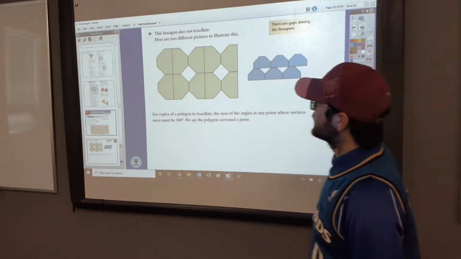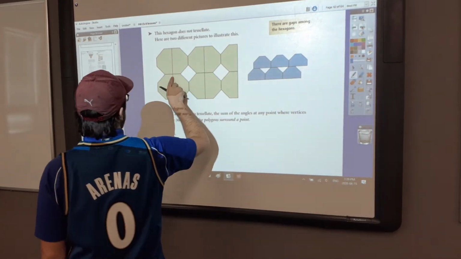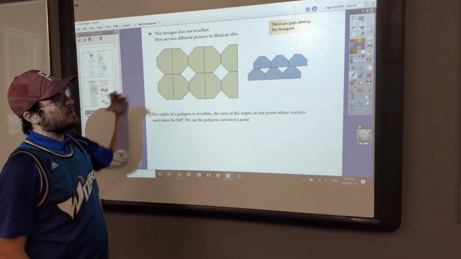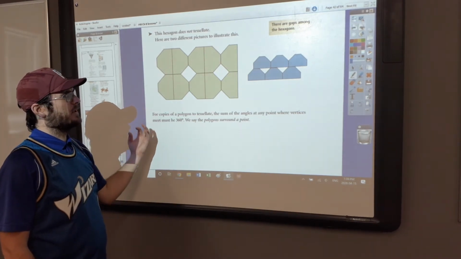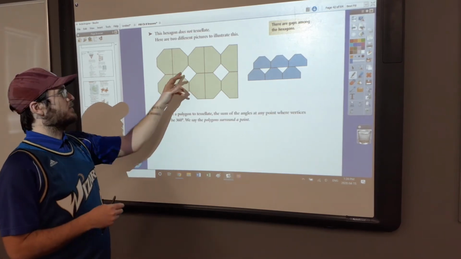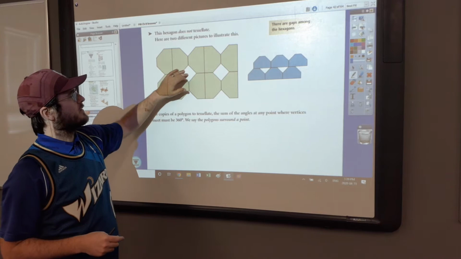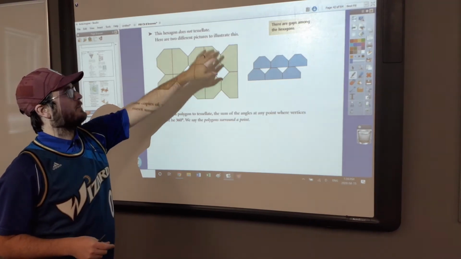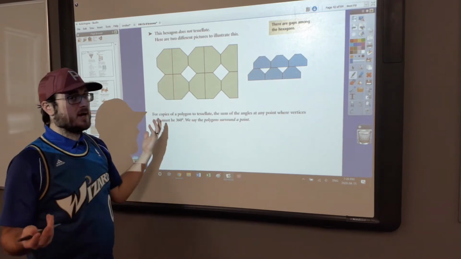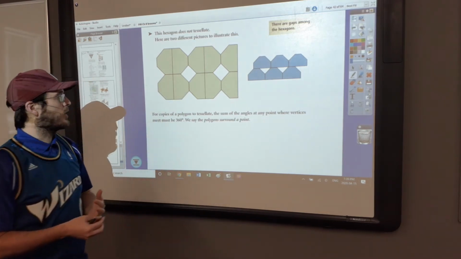So a couple examples here. This is a hexagon that does not tessellate. We see that there's a gap. However, we're also going to look a little bit later, I think in 8.6, at compound tessellations, where this actually does tessellate if you consider that the square works to fill the gap. And so if I include the square and I had another tile that was a square, then I'd say, yeah, this tessellation does work.